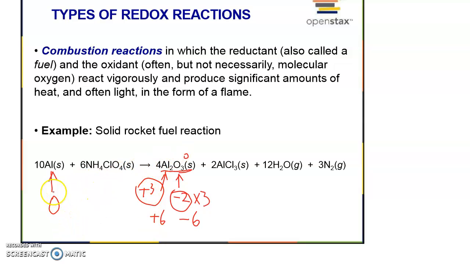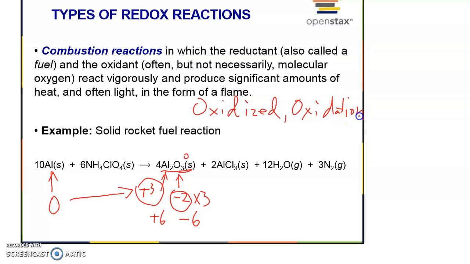Here, look at this. Oxidation number of aluminum comes from 0 to 3, so it increases. When oxidation number increases, that means it is oxidized. Or we can say that it is going through an oxidation. So this is what happened to the aluminum.